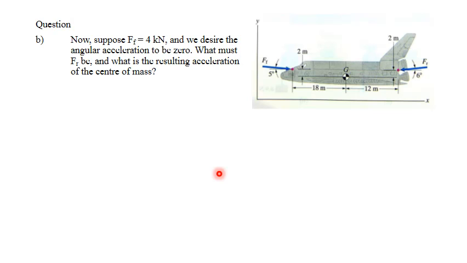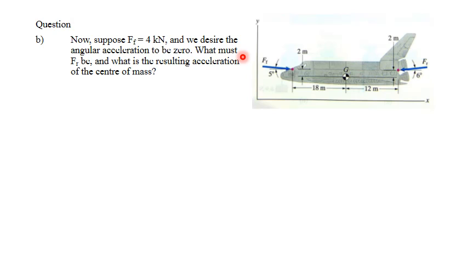The second part of the question is very similar to the first, except now they've simply changed conditions. So let's read the question. Now suppose Ff is now equal to 4 kilonewtons, and we desire the angular acceleration to be 0. What must Fr be, and what is the resulting acceleration of the center of mass? Okay, so now instead of giving us Ff and Fr, they've told us Ff, and they're asking us for Fr if this angular acceleration is going to be 0.